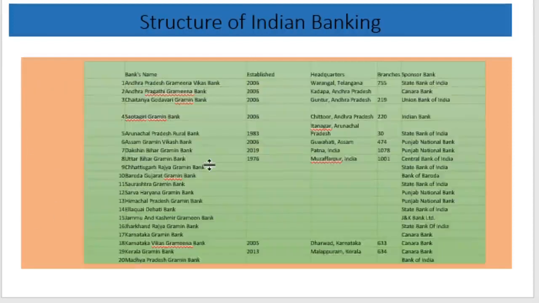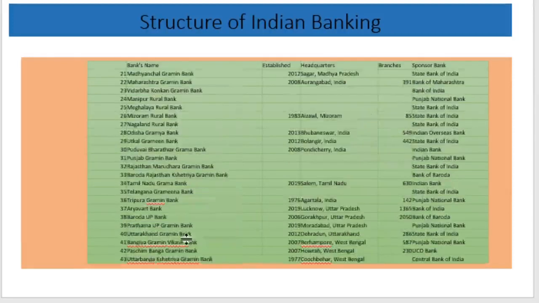The list of regional rural banks is given in the following tables. Their name, year of establishment, headquarters, number of branches, as well as the name of sponsor banks are given. We have 43 regional rural banks in India.